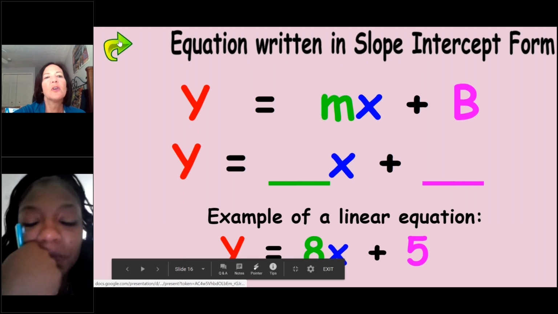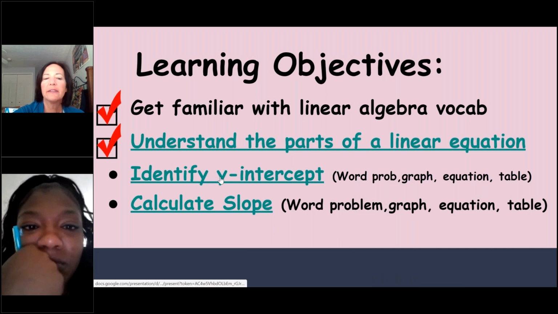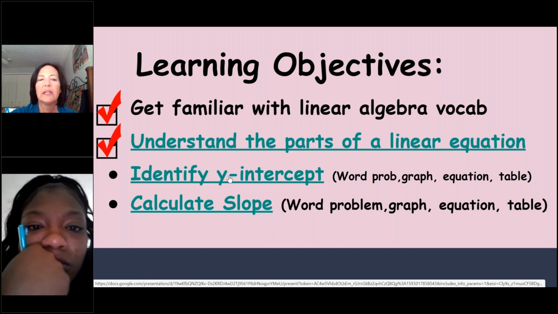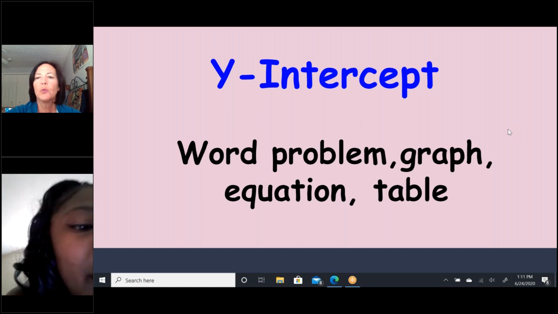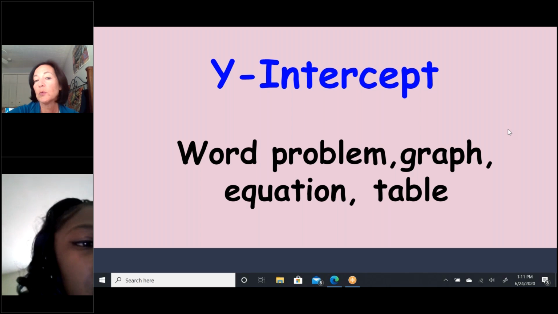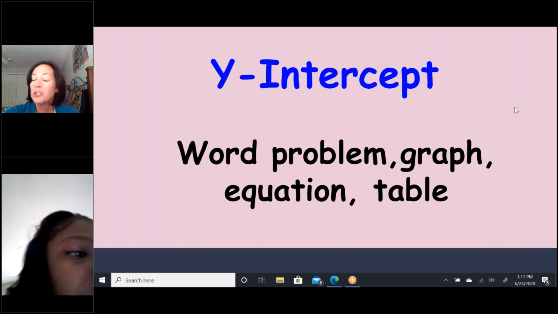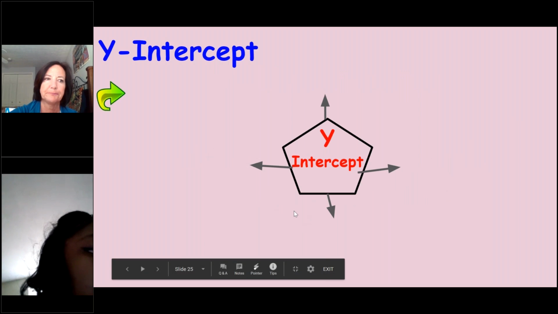And I'm going to skip the vocabulary and all of that, and go straight to our next objective. So we're going to practice identifying the y-intercept. And I think we did a few of these last week, and I think you might have actually joined us for some of this. Okay, so we're going to learn how to find the y-intercept, whether we're looking at a word problem, a graph, an equation, or a table. And you've already had a good start because you already found the y-intercept in an equation for me.